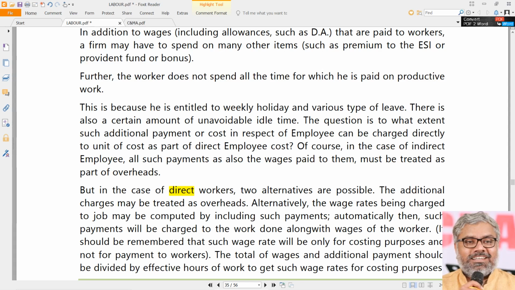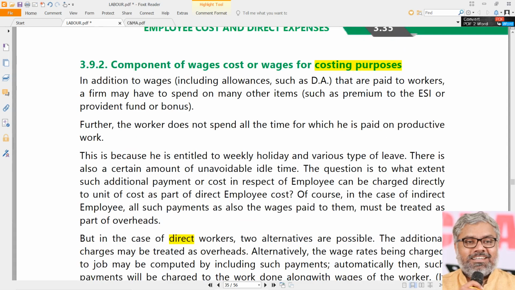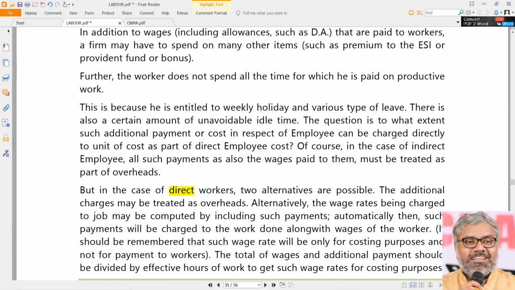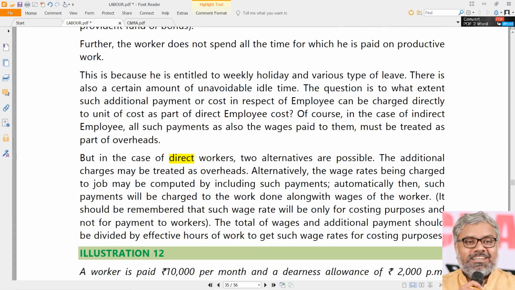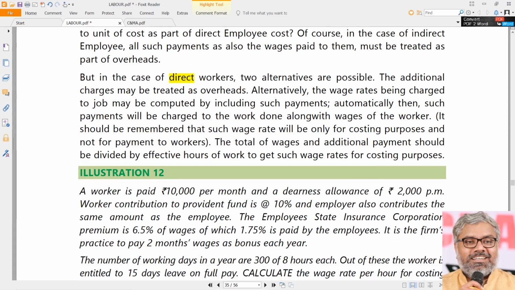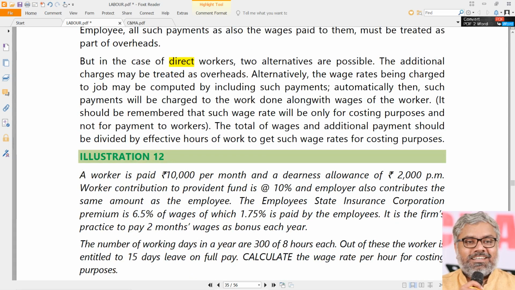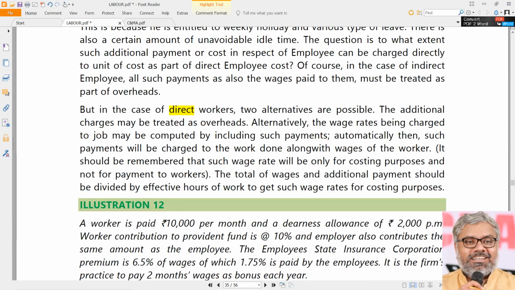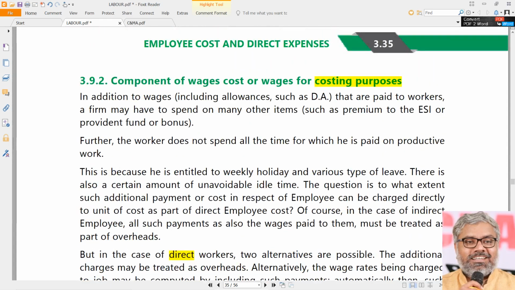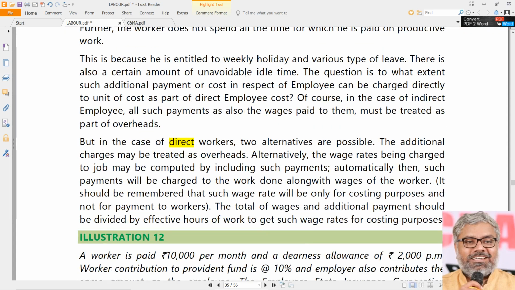If it is direct expenditure, you simply consider that as part of the cost of production. If not, you charge it to the overheads. So it always depends upon the nature of the payment, and the costing department will decide whether it is a direct cost or an indirect cost. We don't need to specially discuss it once again.